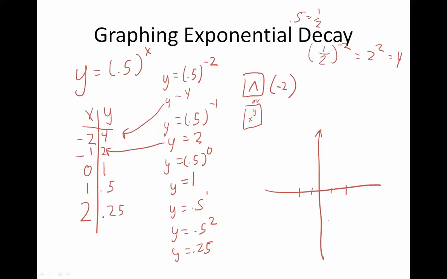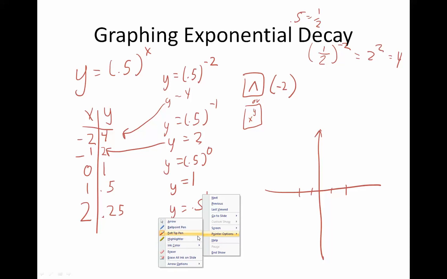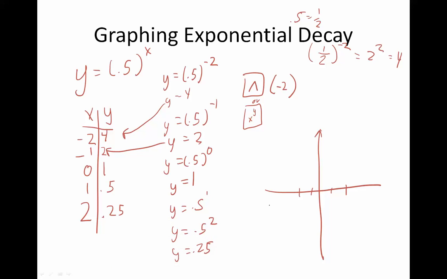Let's go ahead and plot them. And we're going to change the color to something dark. Let's go with this ugly, disgusting green color here. All right. So we're going to need to go up 4. My first point is negative 2, 4. My second point is negative 1, 2. My third point is 0, 1. My fourth point is 1, 0.5. And my fifth point is 2, 0.25.